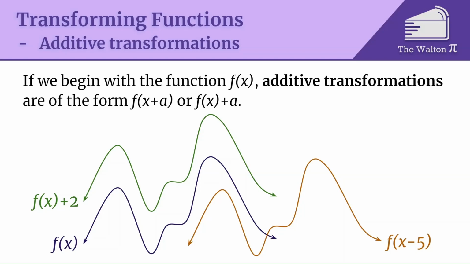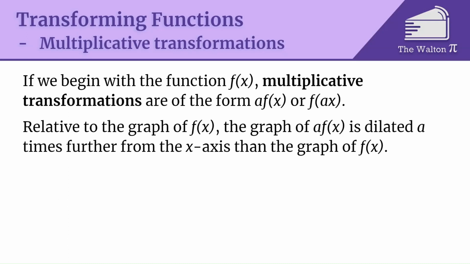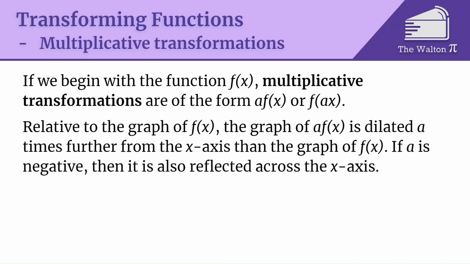Now let's talk about our multiplicative transformations. If we start with the function f of x, then we either have a times f of x, which is our vertical multiplicative transformation, or we have f of a times x, where the a times x is inside the parentheses, that is our horizontal multiplicative transformation. So relative to the graph of f of x, the vertical transformation a times f of x is dilated a times further from the x-axis than the graph of f of x. And then if a is negative, it's also reflected across the x-axis.